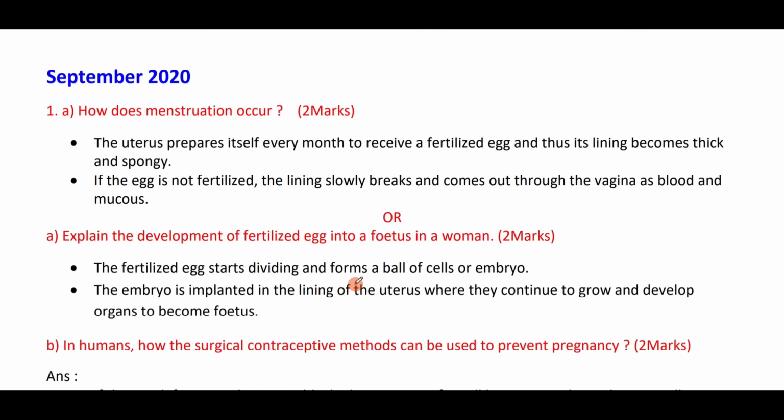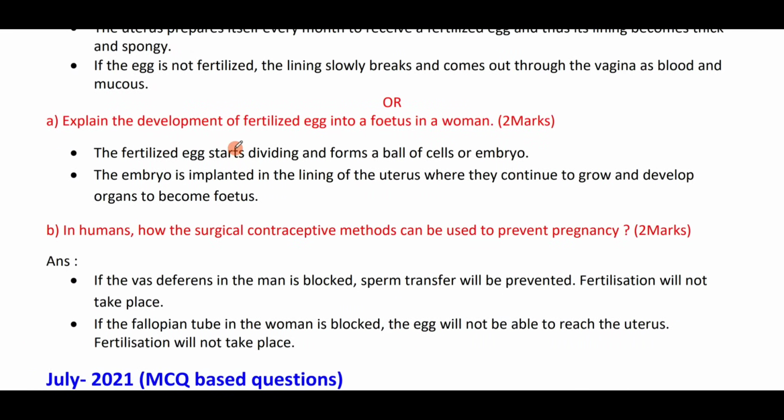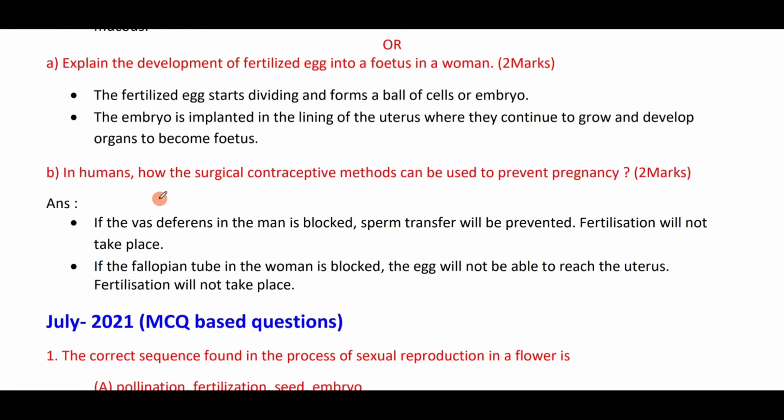How does menstruation occur? The uterus prepares itself every month to receive the fertilized egg. In case it is not received, what happens? The lining slowly breaks and comes out through the vagina as blood and mucus. Explain the development of fertilized egg into fetus. The fertilized egg starts dividing and forms a ball of cells, or embryo. The embryo is implanted in the lining of the uterus, where it continues to grow and develop organs to become a fetus.